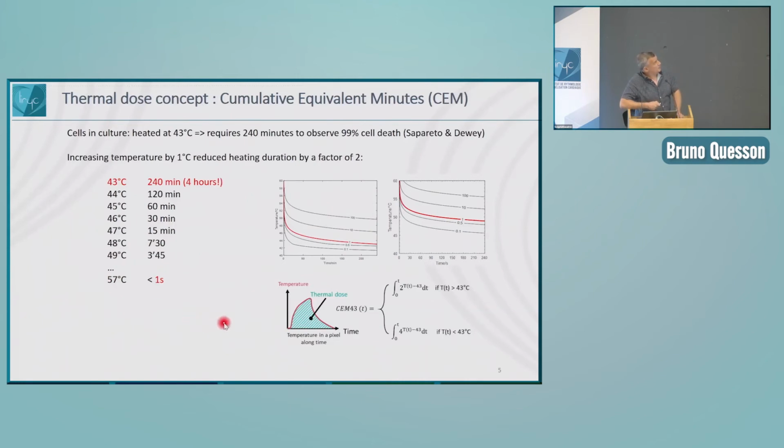So this, in fact, is described by this simple formula. Forget this part, it's for very low temperature increase below 43 degrees. But if you are above 43 degrees, this is exactly what's happening here. Each time you increase the temperature by 1 degree, you multiply by 2 the equivalent dose that you deposit into your tissue. And if we are able to map the temperature in space and time using MRI, we should be able to map the cumulative equivalent minute, the thermal dose, in real time.